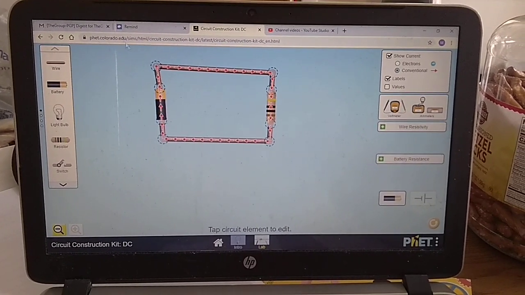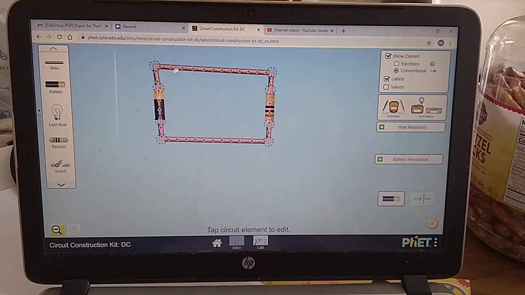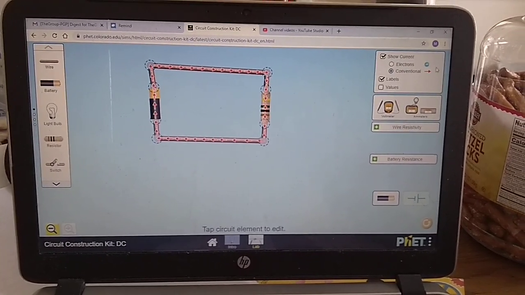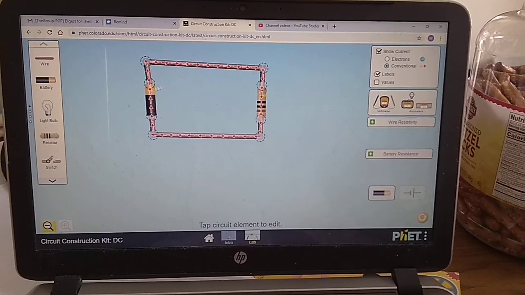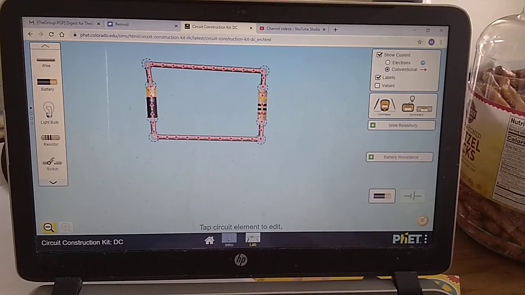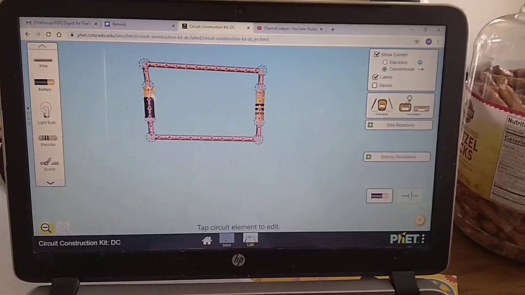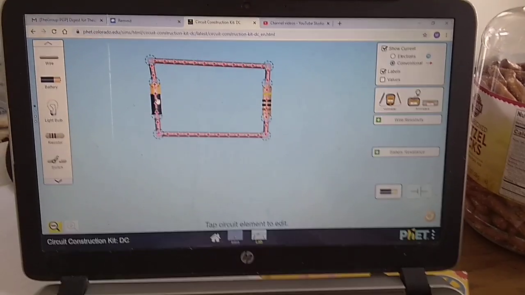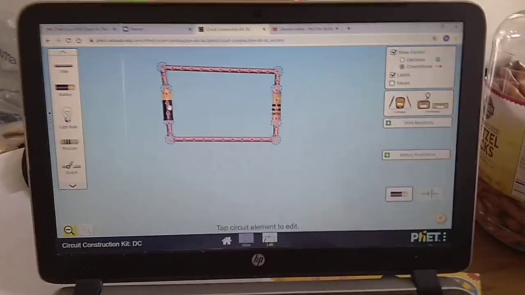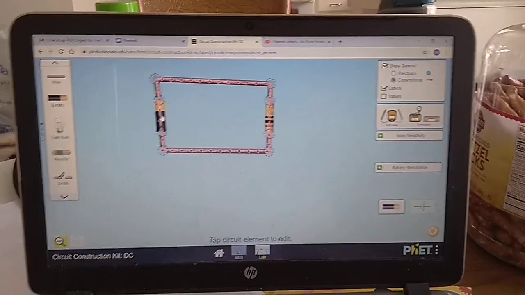Notice that I have some red arrows here, okay, and the red arrows represent conventional current. That's the assumption that positive charges are flowing. So that would mean this is the positive terminal of the battery, this is the negative terminal, and this part doesn't really happen here, but they're just oversimplifying, okay? This is a great simulation. It's not perfect, but it's absolutely fantastic for teaching the basics.